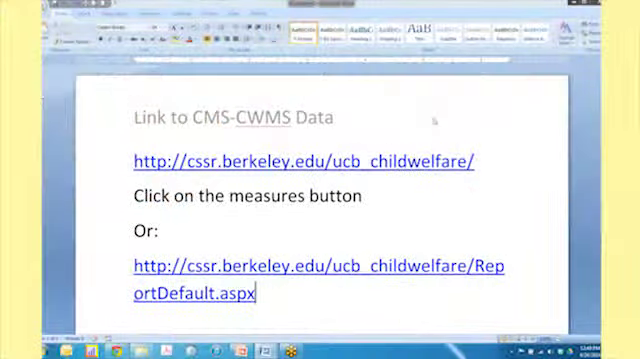All see this link. This is the link that shows the data that is collected from CMS CWMS, which is the database that is used by the California social service departments throughout the different counties. And then the data is taken from that database and collected by UC Berkeley and then put into different data sets. So here's the link.